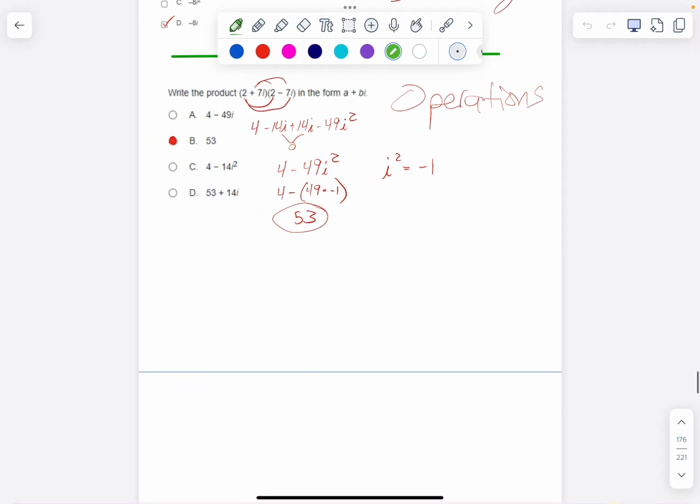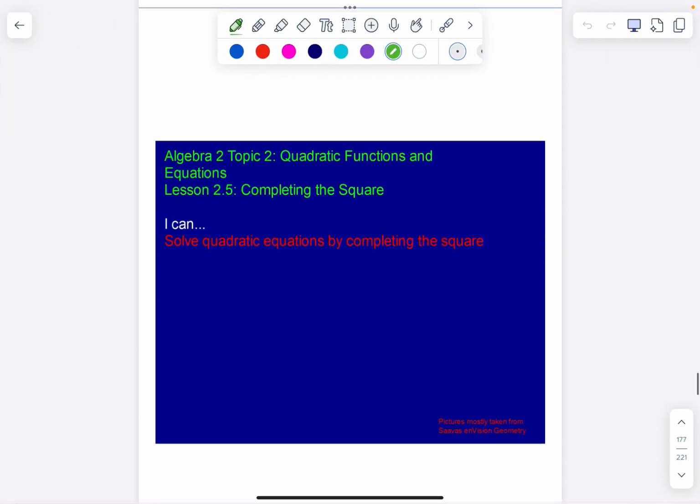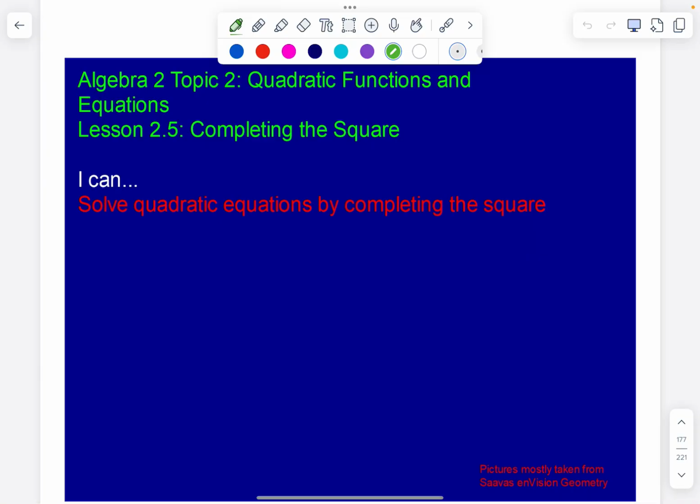Our next topic, we have 2 more. This is called completing the square. So grab your notes, whatever you're going to write on, and let's get into completing the square.